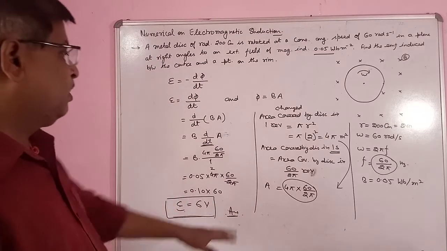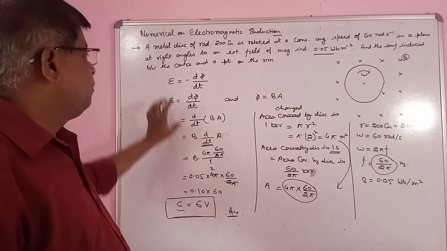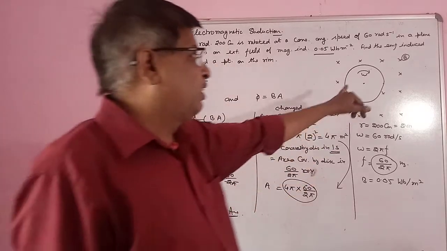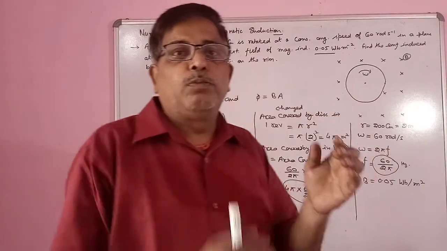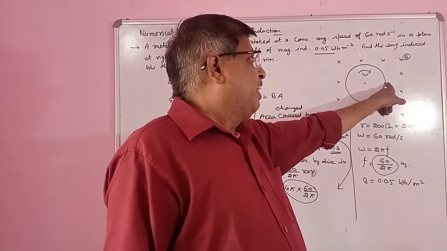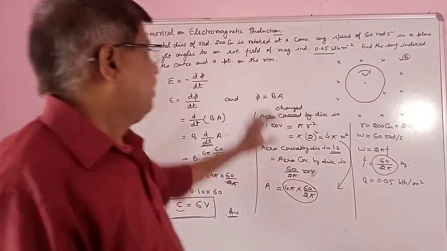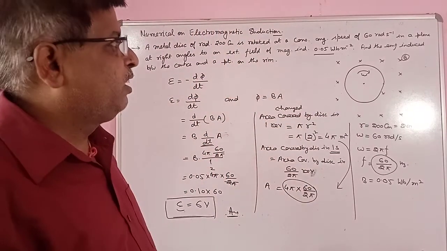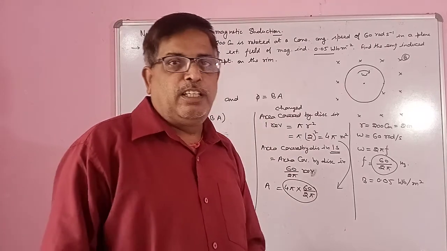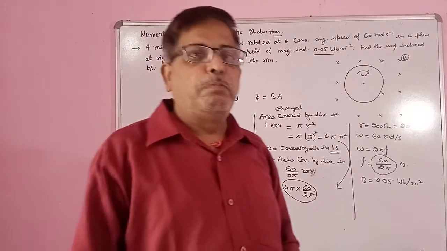So this is the answer, meaning this is the potential difference or EMF produced between the center and a point on the ring. This is a numerical, and like this you have to solve many numericals.